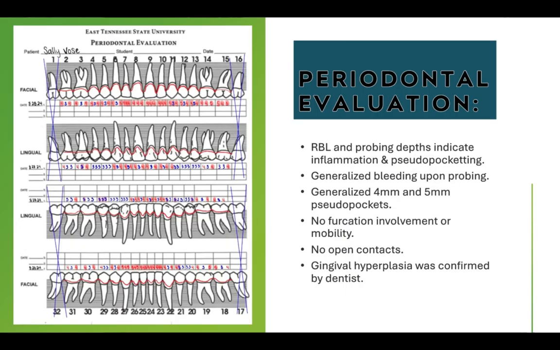Moving on to the periodontal evaluation and radiographs, there was no indication of bone loss, but Sally did have probing depths of generalized 4 and 5 millimeter pseudopocketing and inflammation with bleeding on probing. This led to the official diagnosis of gingival hyperplasia and gingivitis by the dentist. Sally had no furcation involvement, mobility, or open contacts.